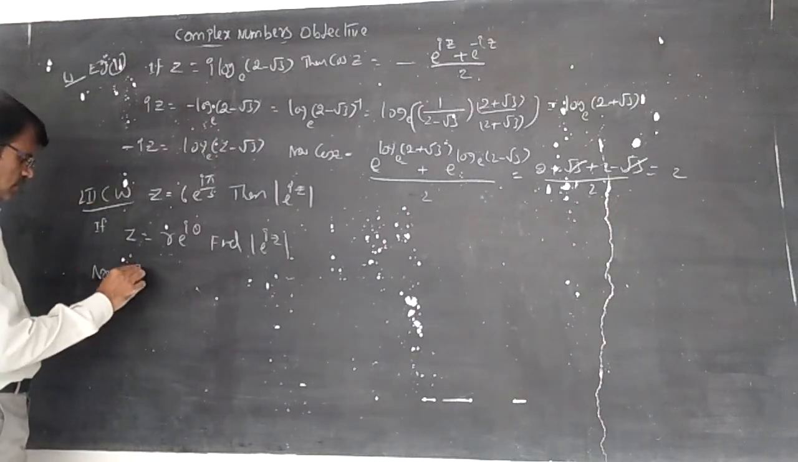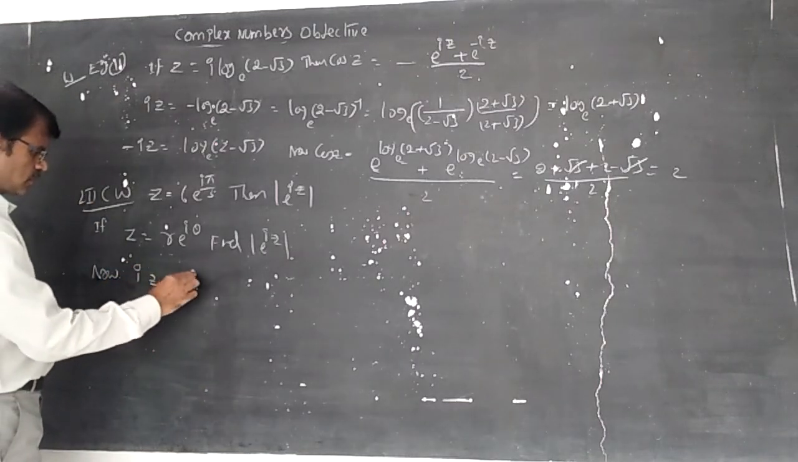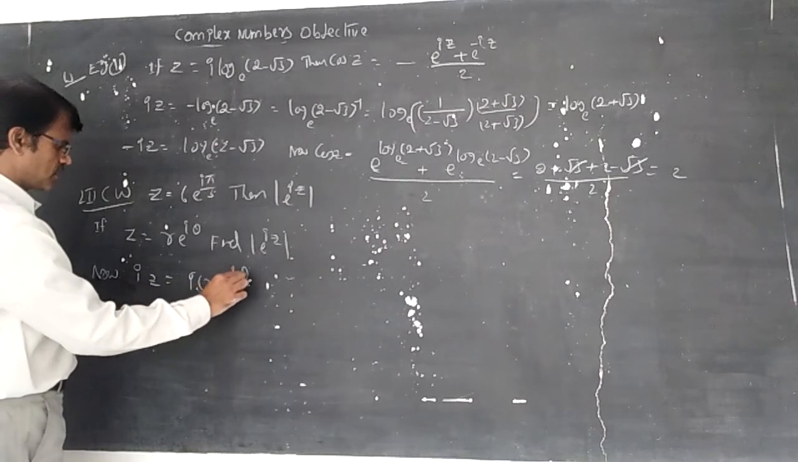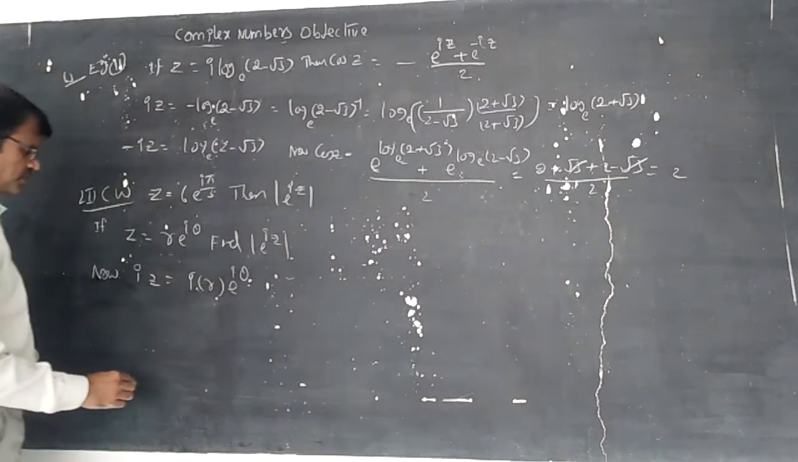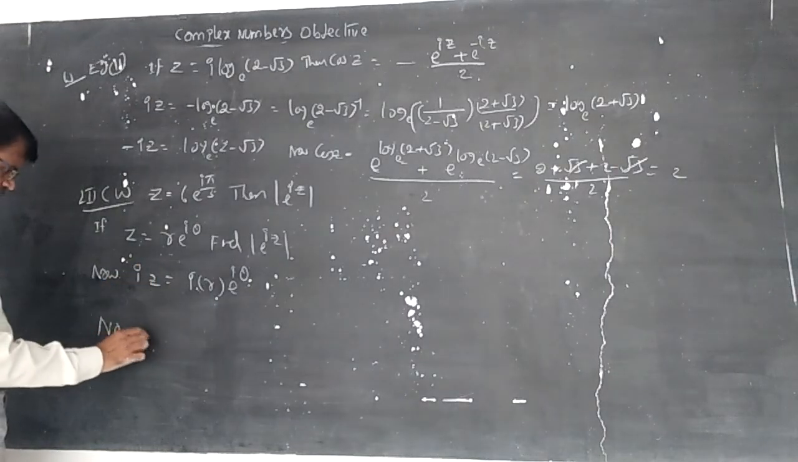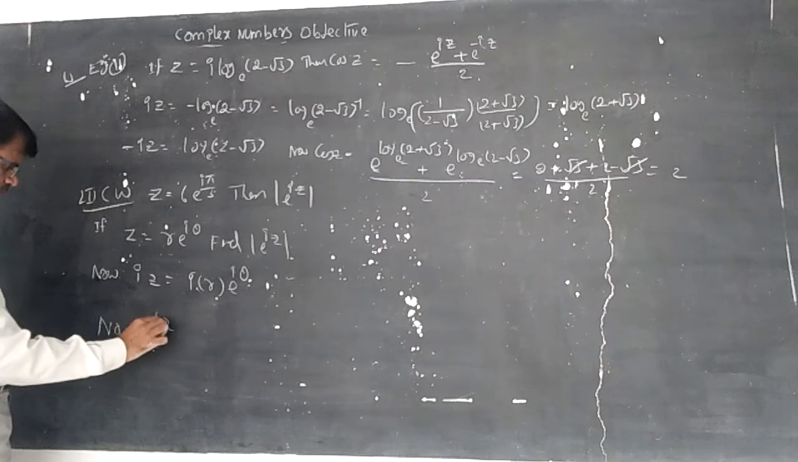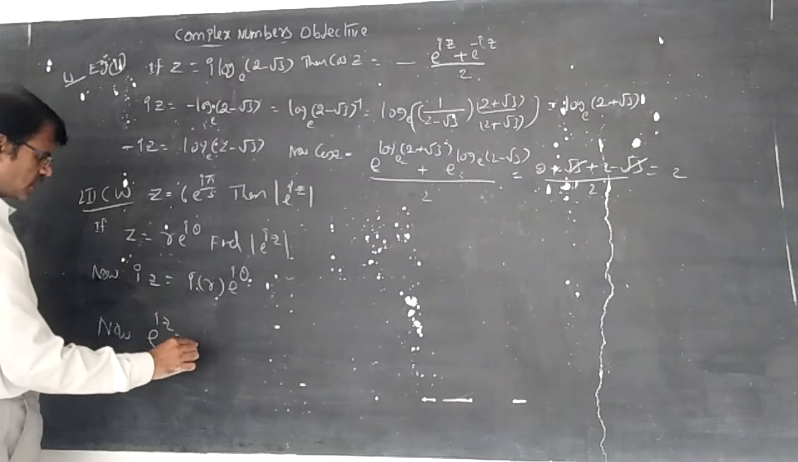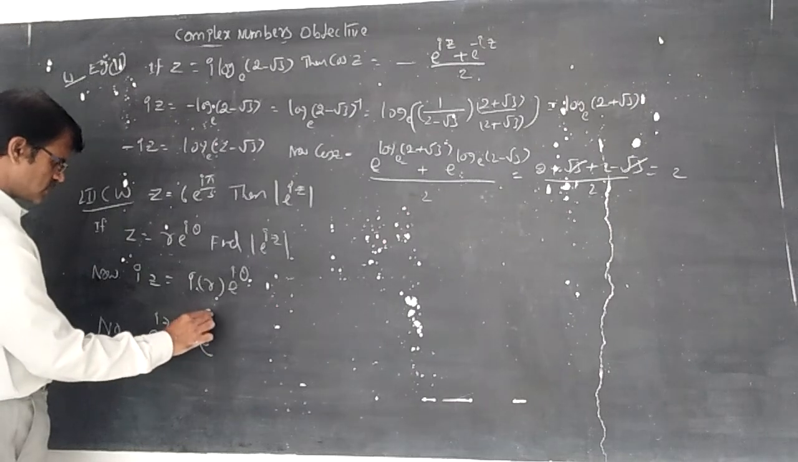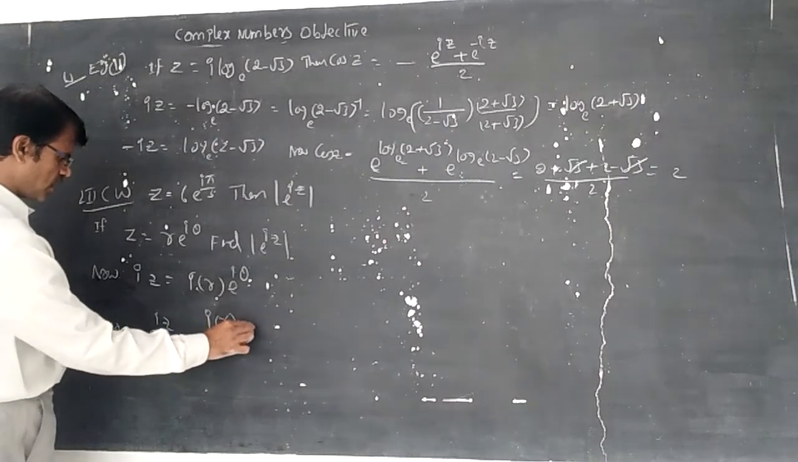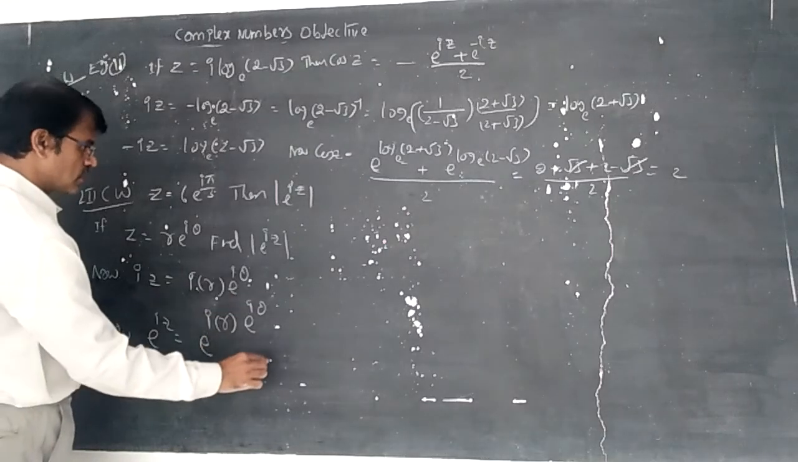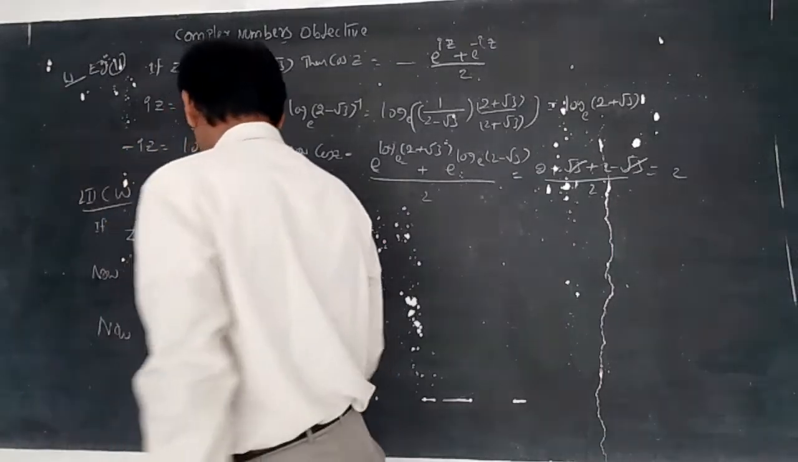iz is equal to i into r into e power i theta. Now e power iz can be written as e power i into r into e power i theta. Keep aside, remember that one, e power i theta.